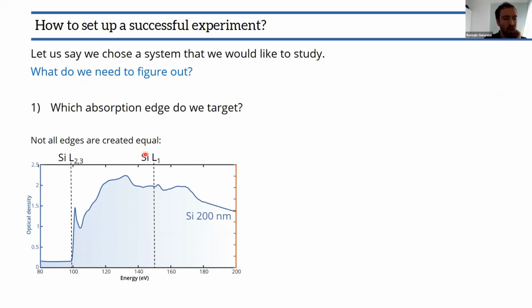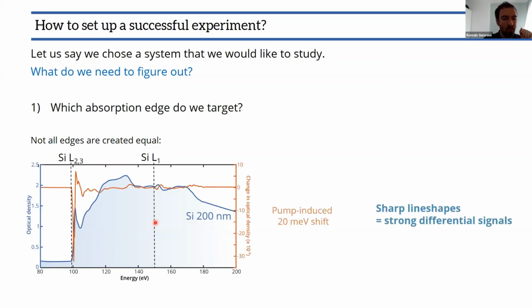And what I want to show here is that not all edges are created equal. You can see already that they're very different. Now let's assume we do a pump probe with this spectrum, and let's assume the pump is going to shift the spectrum by, say, 20 meV. This is a pretty standard thing that happens when you pump systems. Their spectrum shifts a little bit because you move electrons away or towards the silicon atom. And so this is what you would get for the differential absorption for a 20 meV shift.